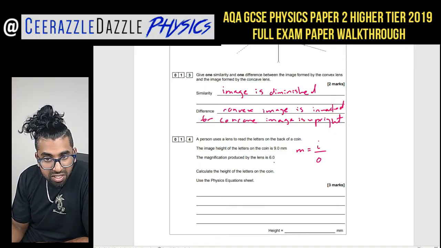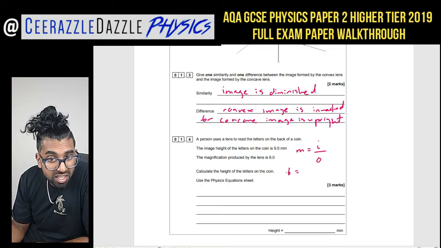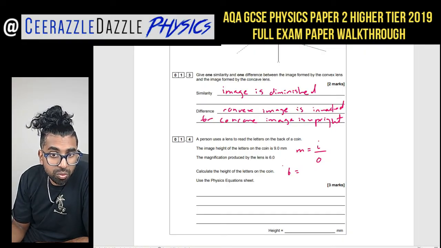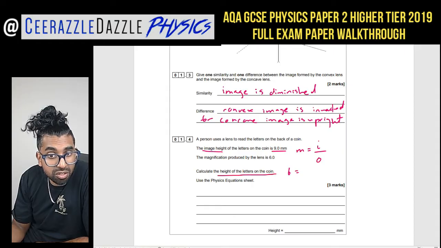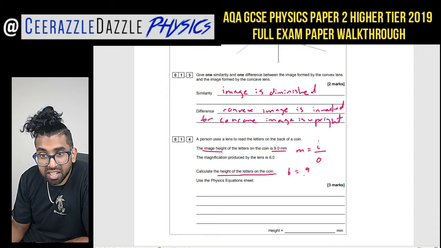So that means that the 6 goes here in the magnification. Right, now we've got this, 6. Now, what is the image and what is the object? Well, look, the image height is going to be this. So we've got the image, we're trying to find the object height, or the height of the letters on the coin. So we're trying to find O over here. So the image height is 9, the object height, we don't know, O over here.